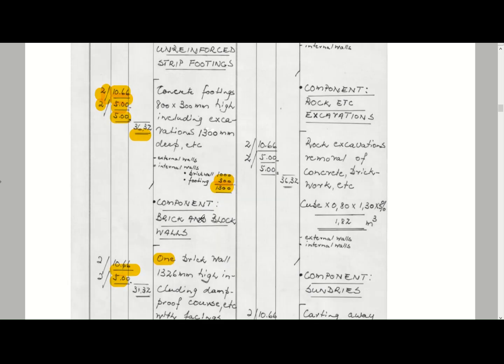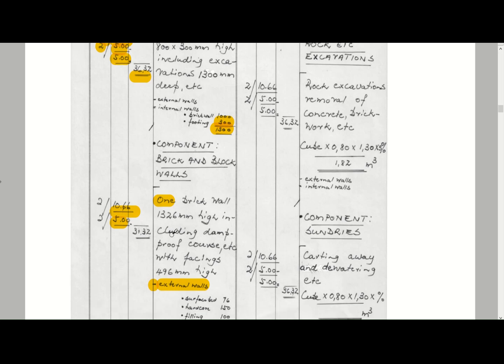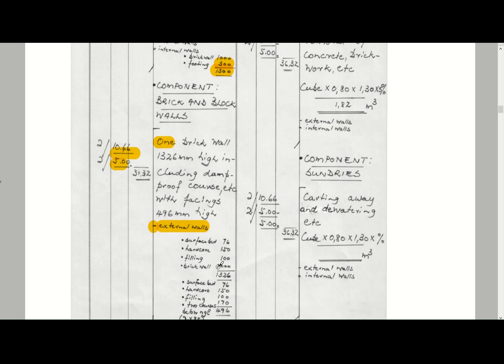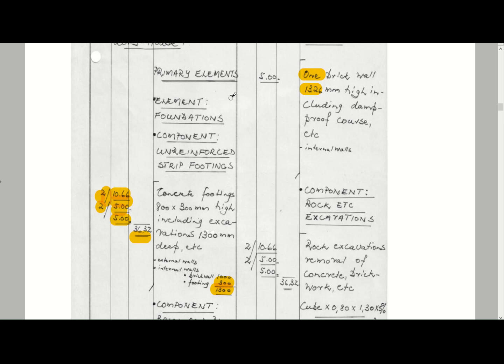Okay, this is the primary items. In this instance they just measured the length and probably allowed for the gable ends separately a little bit later on. So this is just for the foundations. That's why the gable ends are not measured yet. You will see a little bit later on where it's measured.